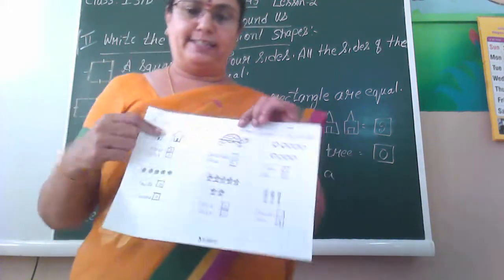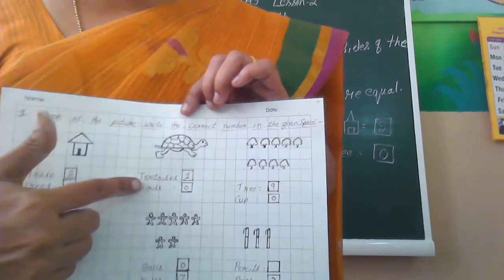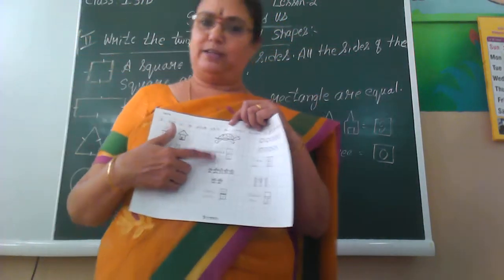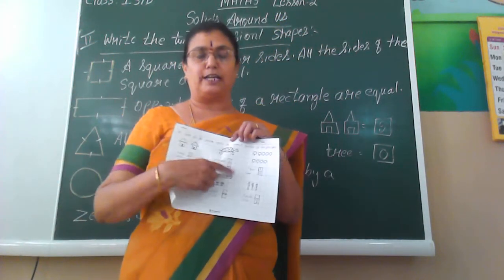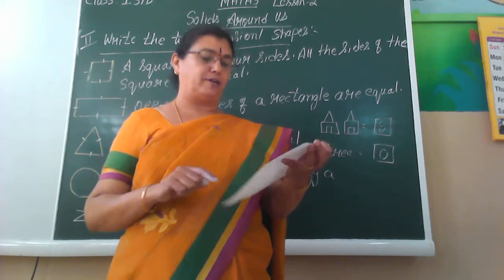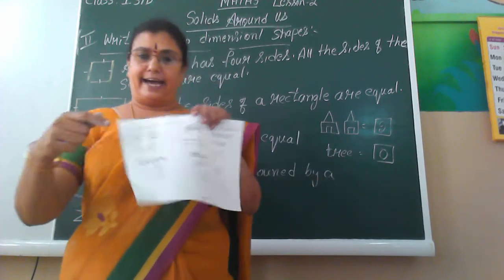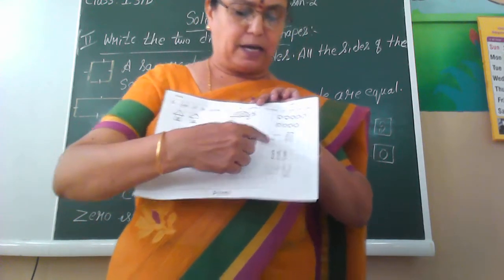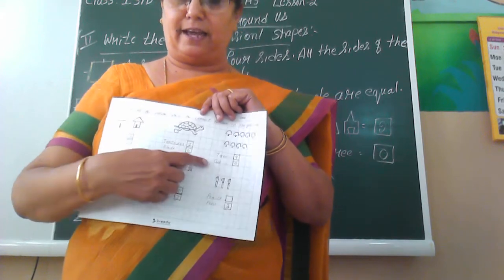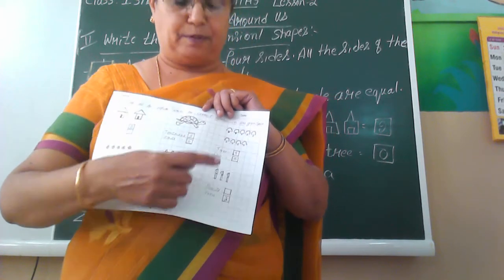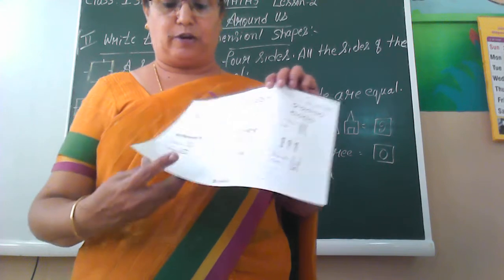How many tortoises are there? Is there any bird there? Only 1 tortoise. So there is no bird, you have to put 0 for it. And we counted 9 trees and cup. There is cup here, they have given only the name, but there is no cup. So that is also 0 only.